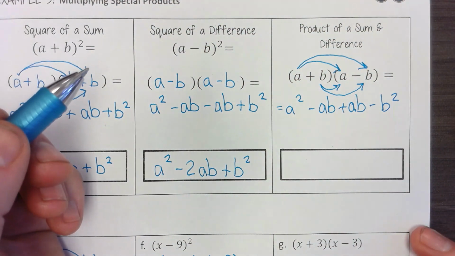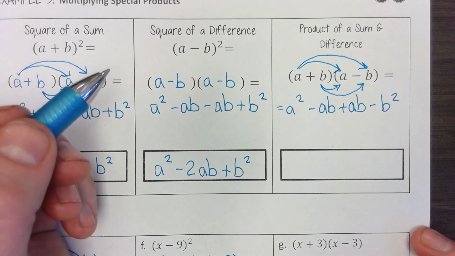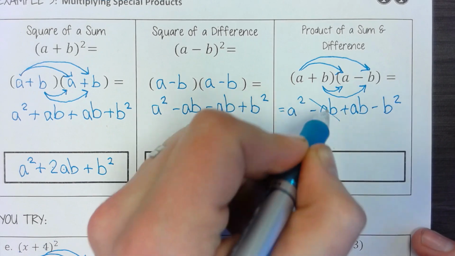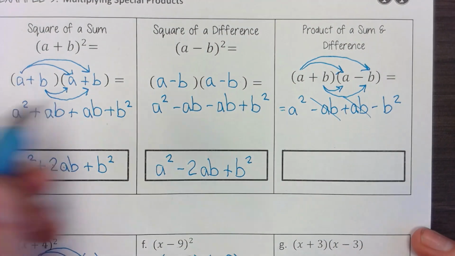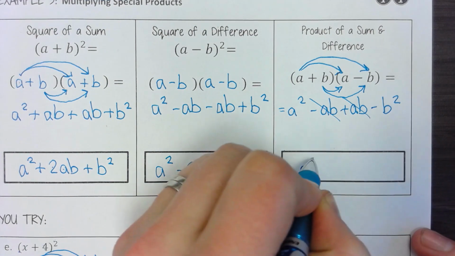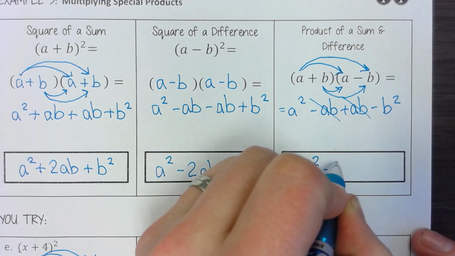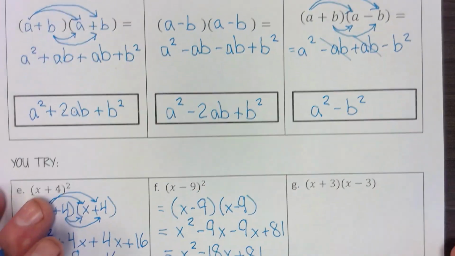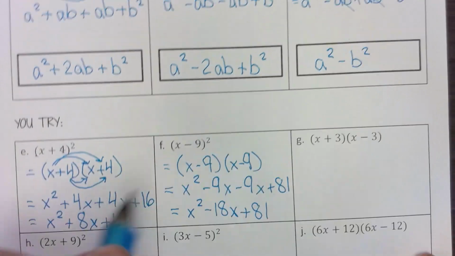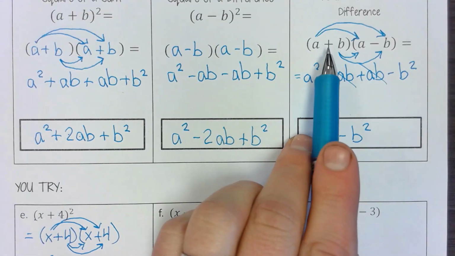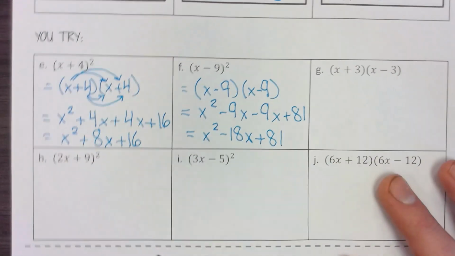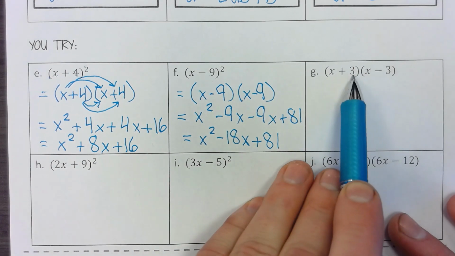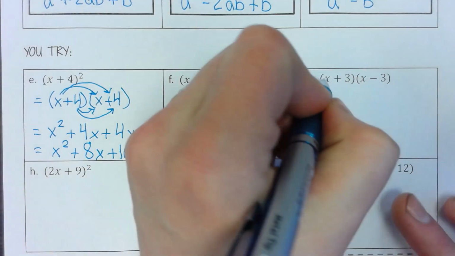Oh my gosh, I hope you're super excited about what you see right here. Do you see that negative ab and positive ab are just going to cancel themselves out? And we're left with just this, a squared minus b squared. Very cool, right? Okay, so our middle term just totally went away when we've got different signs here. Let's try it. Of course, everything else has to be the same. This has to be an x, this has to be an x, this has to be a 3, this has to be a 3.